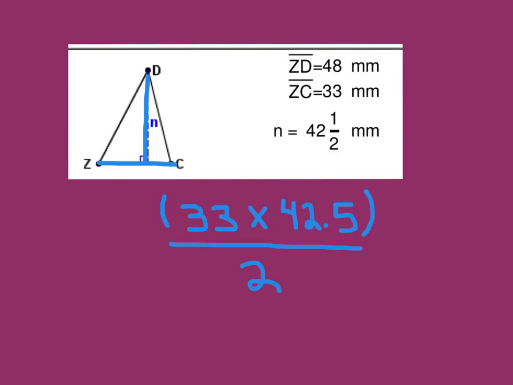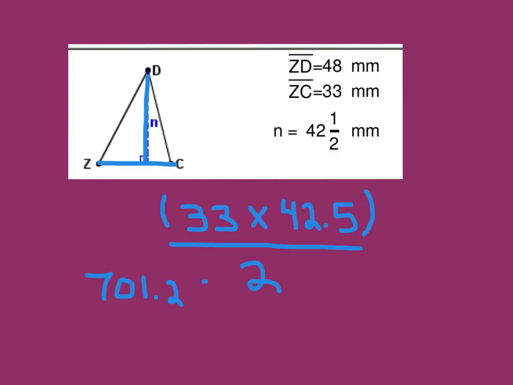And our answer is, whoops, sorry. I need to back up here. 33 times 42.5. There we go. Don't want to make that mistake. Divided by 2. And we get 701 and a quarter as our answer.